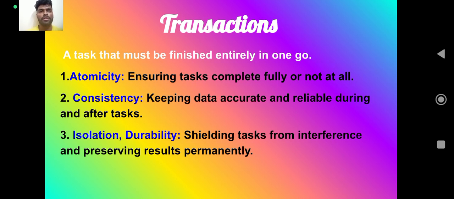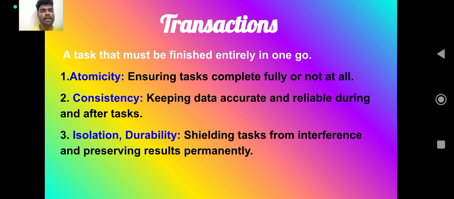It should not be completed in half, or three-fourths, or one-half, or 0.2425 like that. Atomicity means ensuring a task is completed fully or not at all. It should not start, or if it starts, it has to complete to the full.